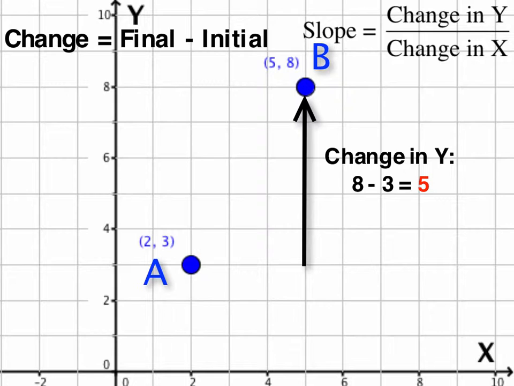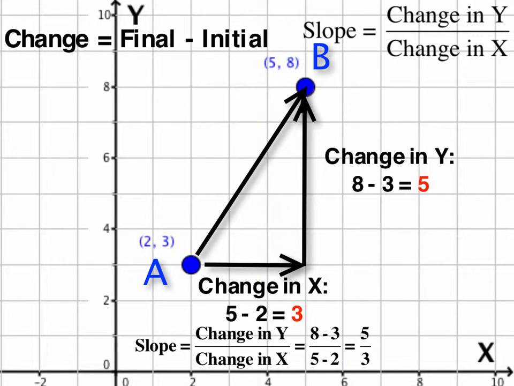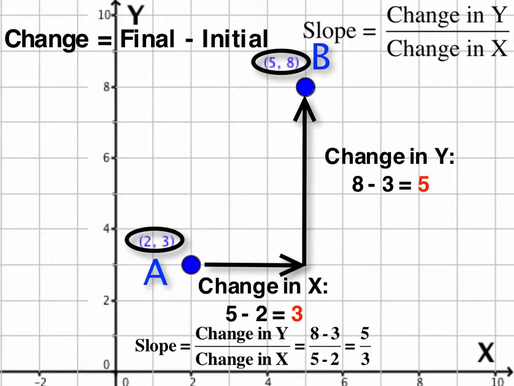Next, let's find the change in the x values. Using the same strategy as before, the change in our x value going from point A to point B will be the x-coordinate of point B minus the x-coordinate of point A. So we've got 5 minus 2 equals 3. So we have our change in y and our change in x, and we're ready to find the slope. The slope in this case equals 5 over 3. Now that we have the slope, all we need to do is use that and either of the points to create our equation using the point-slope form of a linear equation.